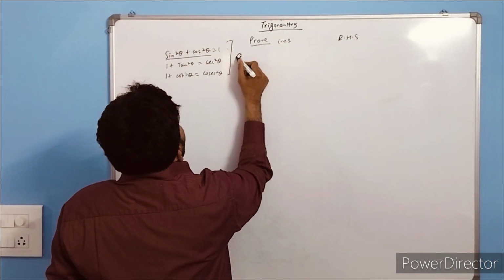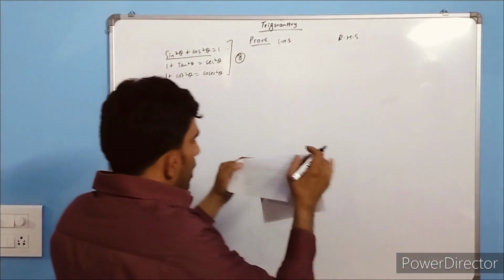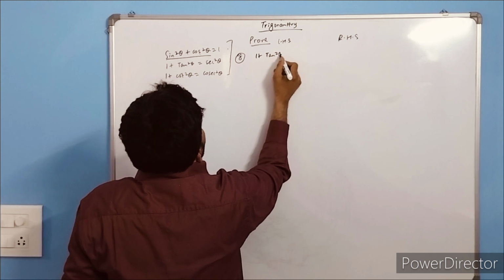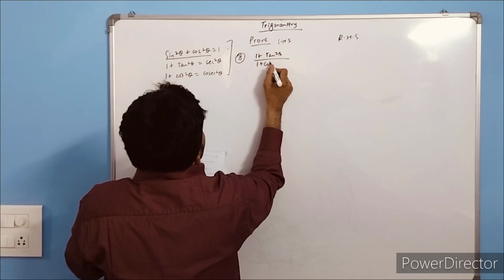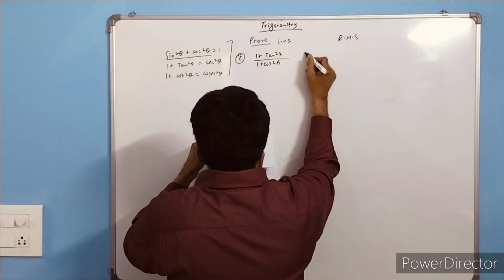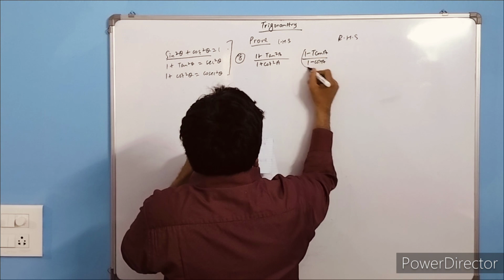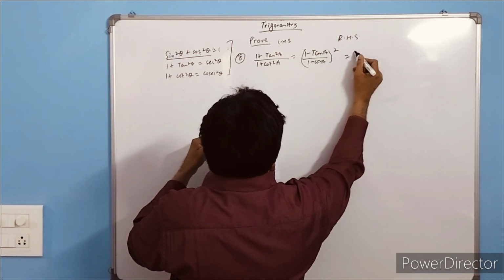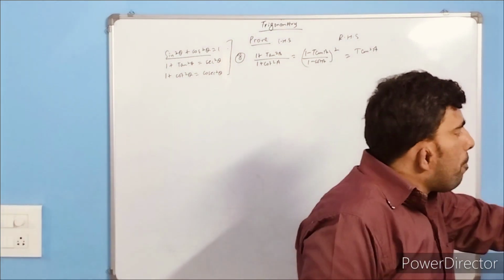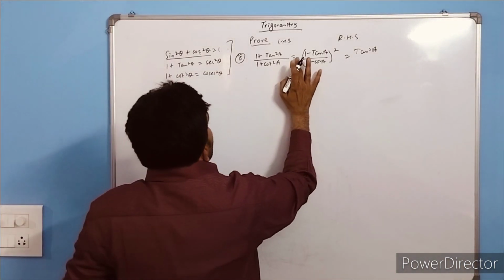Okay, now I am on the 8th numerical. What they have given is 1 plus tan square A upon 1 plus cot square A. Now we need to prove it equals 1 minus tan A upon 1 minus cot A, which equals tan square A. So we need to prove both equal to tan square A. So they have given like this.